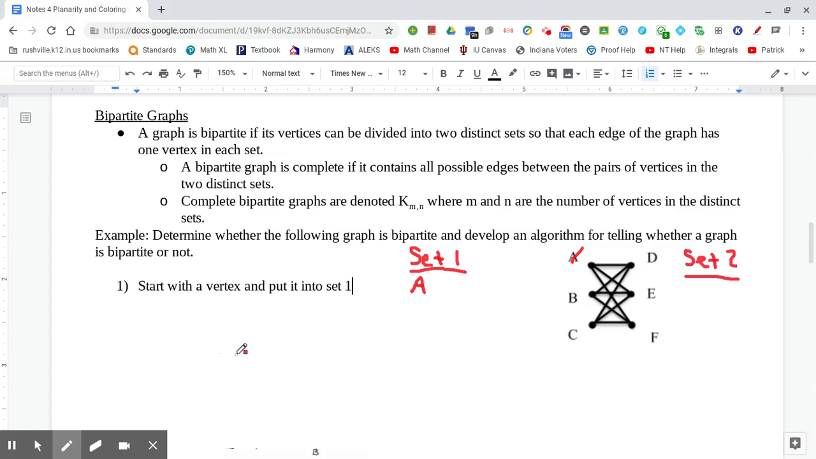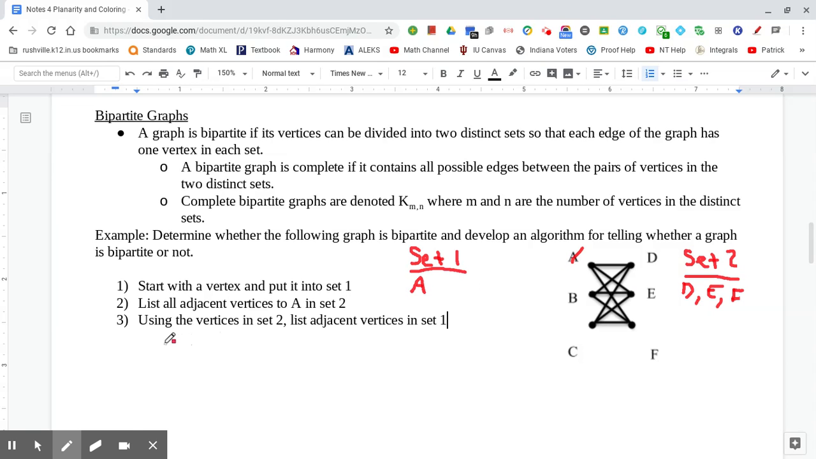Here's what I'm going to do next. I'm now going to list any vertex that is adjacent to A in set 2. So A is adjacent to D, A is adjacent to E, and A is adjacent to F. Now I'm going to use vertex D, then E, then F, and list any vertex that they are adjacent to in set 1. D is adjacent to A, but that's already in set 1, so I'm not going to put it twice. D is adjacent to B. D is adjacent to C.